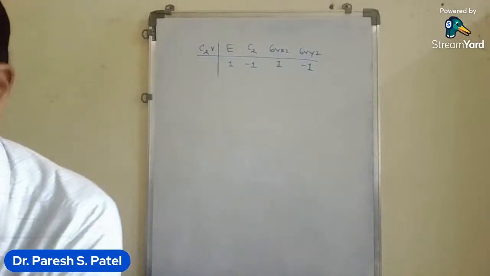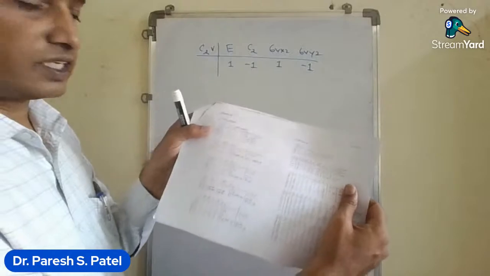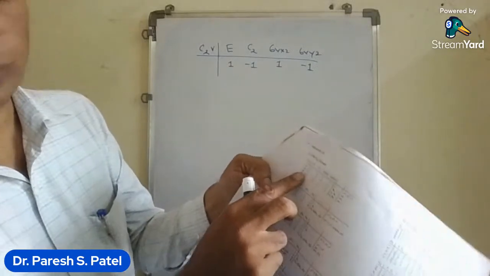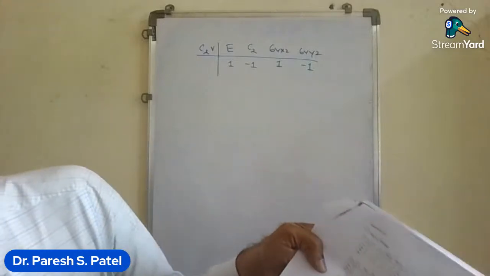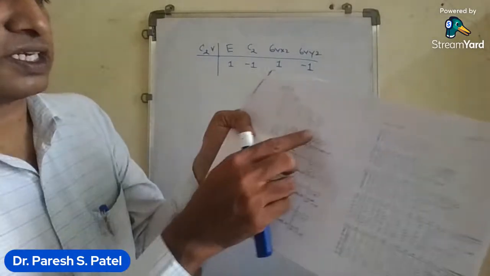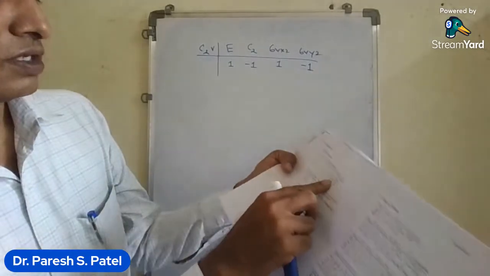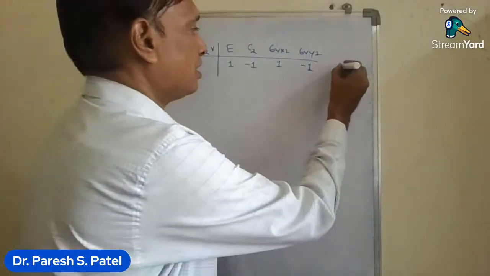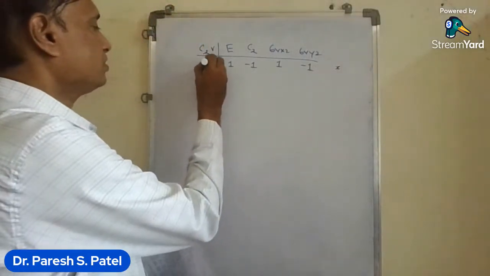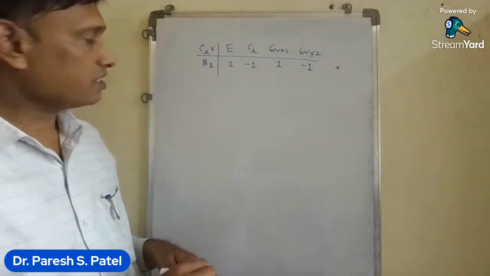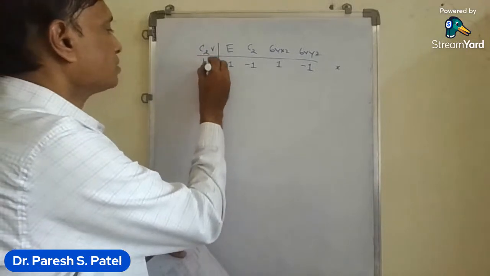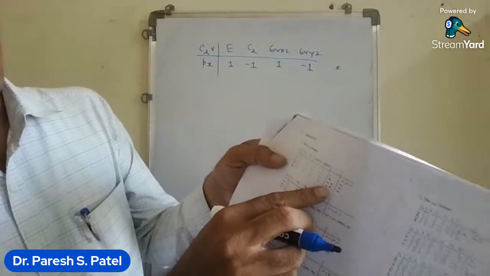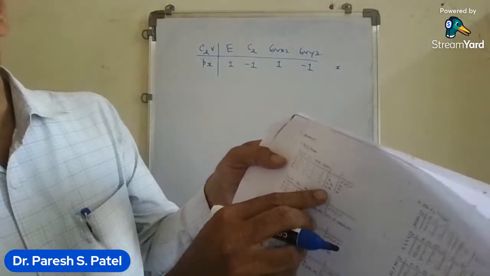So with the help of the character table, 1, minus 1, 1 and minus 1 corresponds to the B1 irreducible representation. This is x, which in the third column is represented as x, and this is nothing but the B1 irreducible representation. So we can conclude that the contribution from the px orbital is 1, minus 1, 1 and minus 1. Similarly, with the help of this character table, y and z are there.